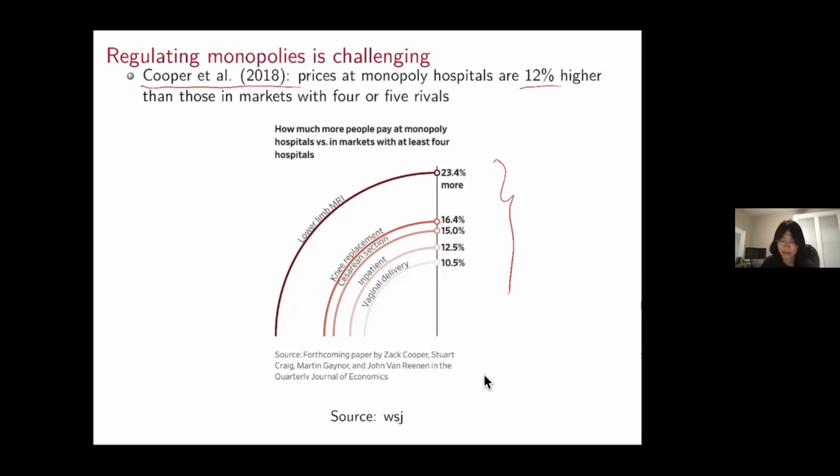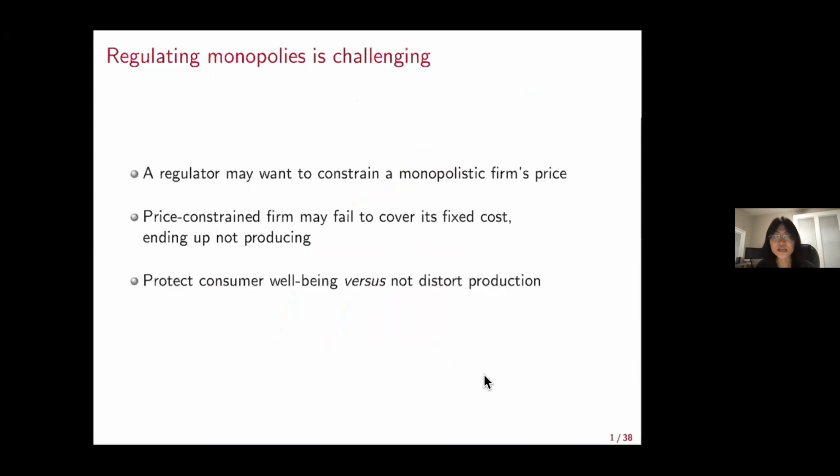Now, in order to protect consumers, a regulator may want to constrain a monopoly firm's prices. However, a price-constrained firm may fail to obtain enough revenue to cover its fixed cost, so it may end up either not producing or underproducing. Now, the regulator must balance the need to protect consumers and the need to not distort production.